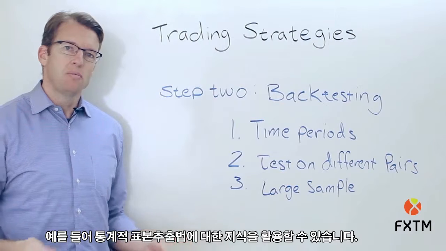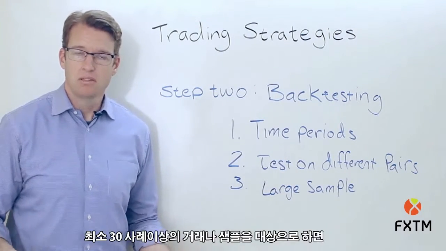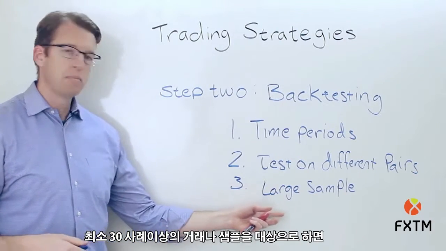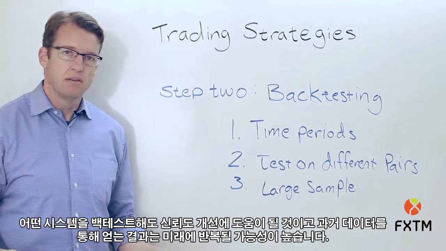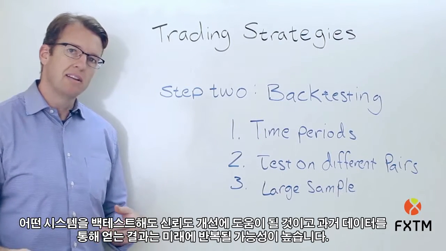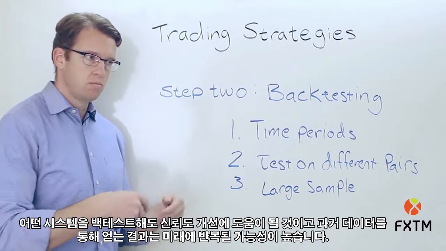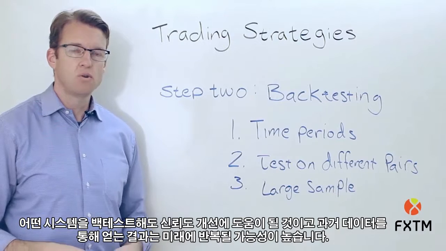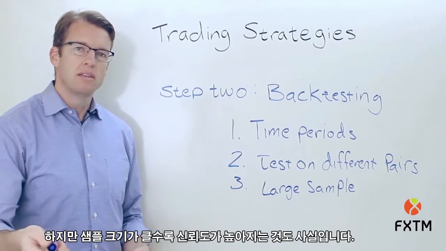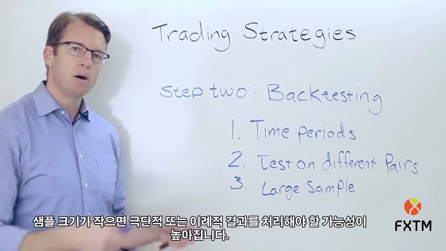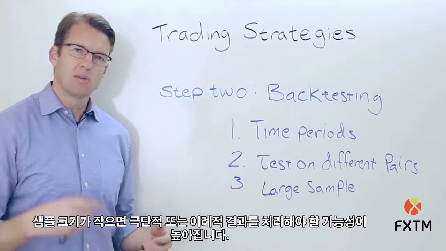So, for example, we might defer to some of the traditional things that we know about statistical sampling. Looking at a sample set of more than 30 trades or instances is going to help improve your confidence that the results you're getting from backtesting a system on historical data are likely to be replicated into the future. But the larger your sample size is, the more confident you can be that that is in fact going to be the case. The smaller your sample size is, the more likely it is you may be dealing with an outlier or some kind of anomaly.